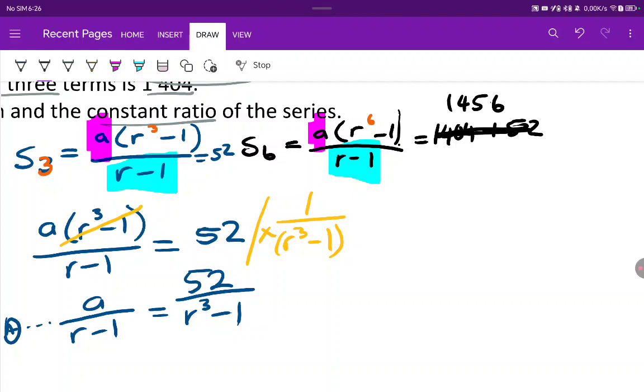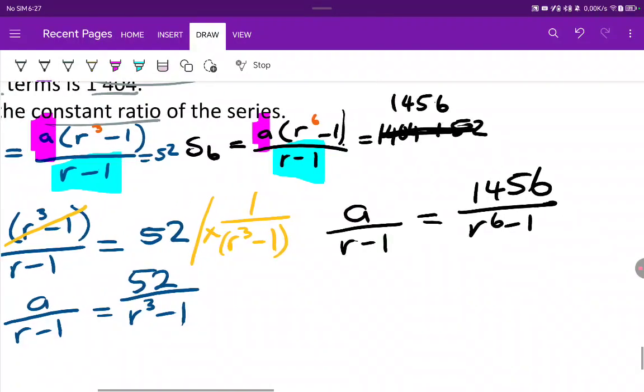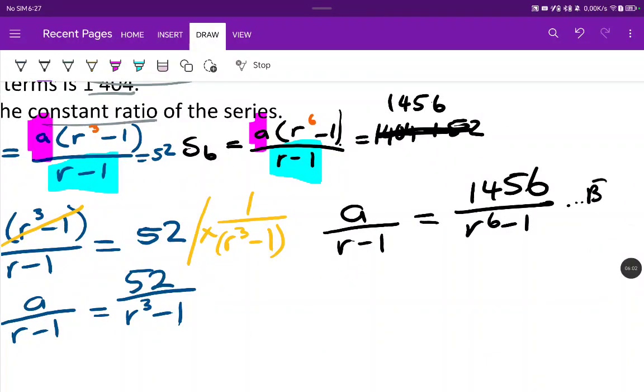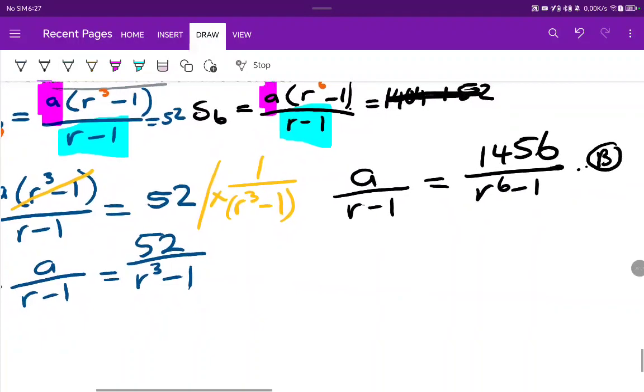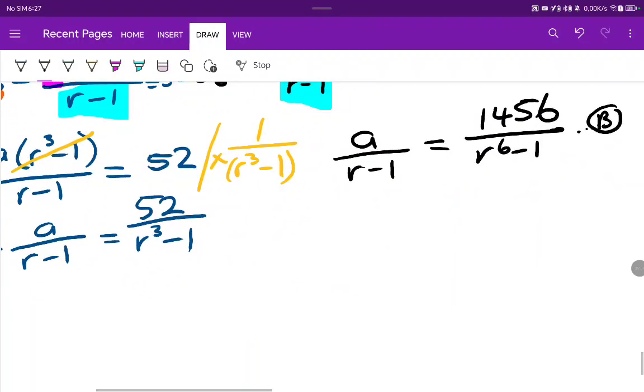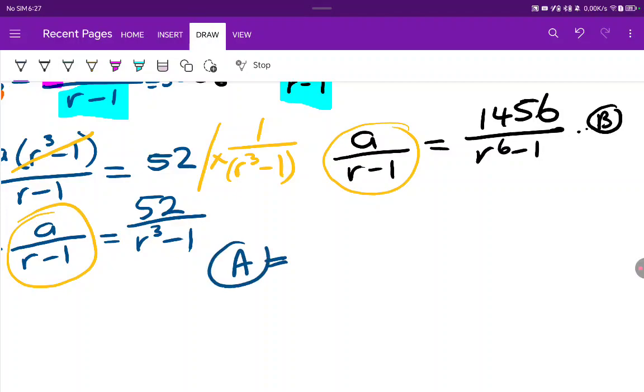I'm hoping you're with me and I can just take it to the other side. So I have my highlighted fraction, and the bracket becomes the denominator on the other side over R^6 minus 1, and we name this one B. Okay, fabulous. So since this is the case, I have left-hand side equals left-hand side. This is the same as that. So now I can make a statement that says A is equal to B.